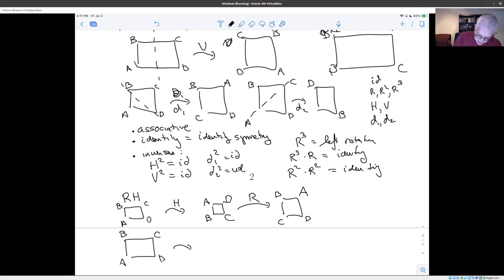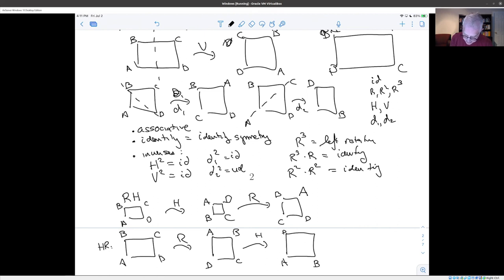And if we do it in the other order, and we first do the rotation, this is HR. It's going to take us to A, B, C, D, and then do the horizontal flip. That's going to take us to A, B, D, C. And as you can see, these are not equal to one another. And so, even though this is a group, it's a non-abelian group.